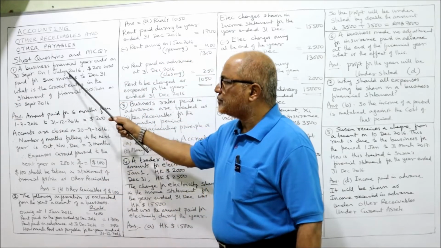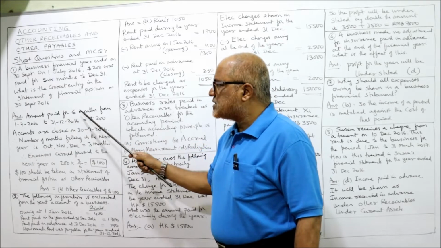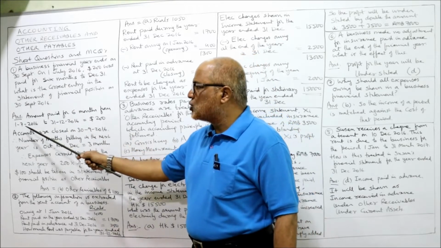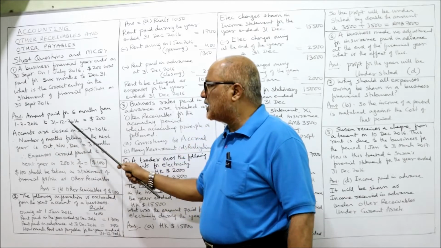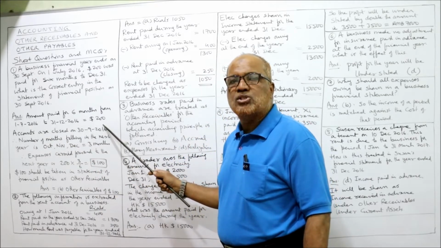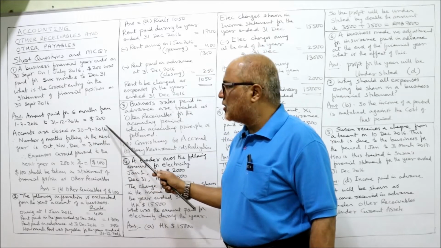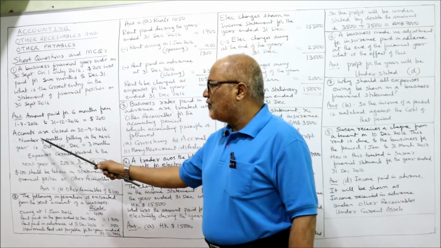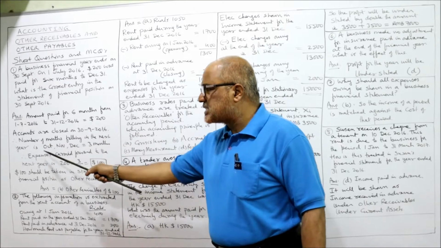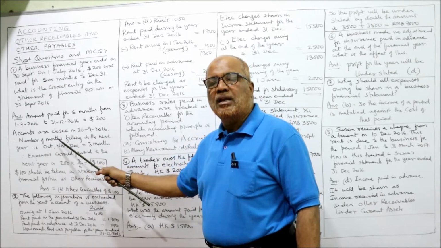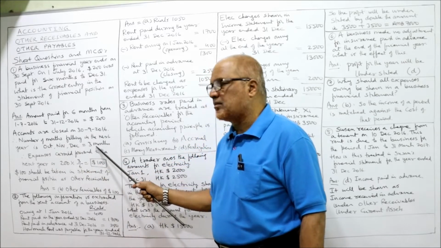Here is the solution. The amount paid for 6 months from 1st July 2016 to 31st December 2016 is $200. Accounts are closed on 30th September 2016. Therefore, the number of months falling in the next year, that is October, November, December, is 3 months.